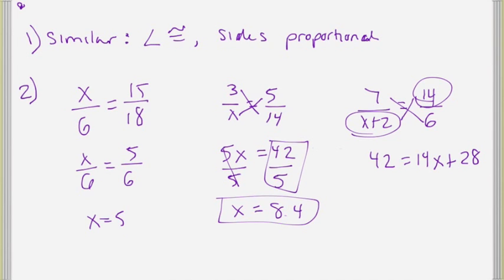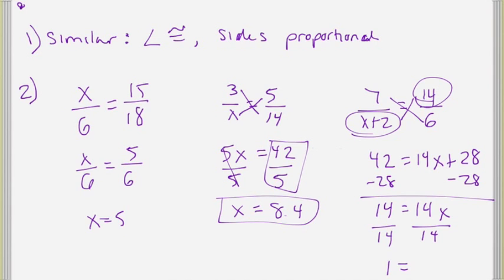What do I do next to solve this? Subtract 28 from both sides, and I get 14 equals 14x. Then divide by 14, and 1 is x. Any questions on that?